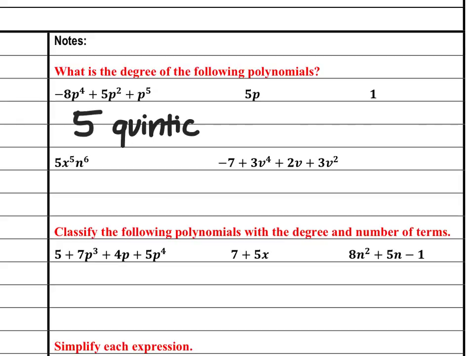Sophie, what's the degree of the second one? Yep, 1st degree, which is linear. That would be a line if we were to graph it. Sarah, what is the degree of the third one? 0. Nice.